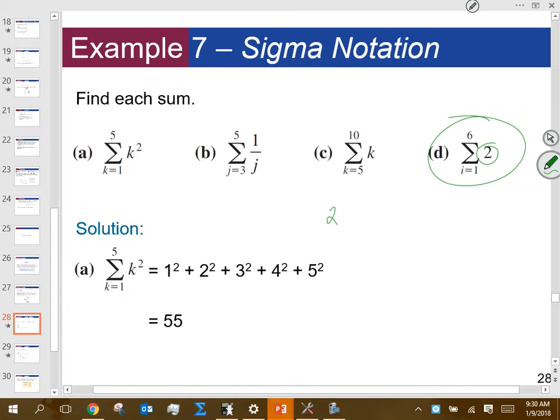If I let i go to 2 then, remember, i is telling you the position that we're interested in in our sequence. So the first position, when i is equal to 1, is 2. The second position, when i is equal to 2, is 2 again. And I'm going to keep doing that. Third position will be 2. Fourth position will be 2. Fifth position will be 2. Sixth position will be 2. And if I add those up, what do I get? 12. Now here's a quick formula that eventually allows us to do sigma notation a little bit easier.